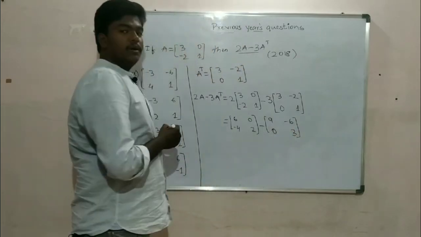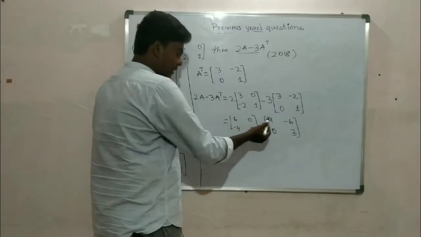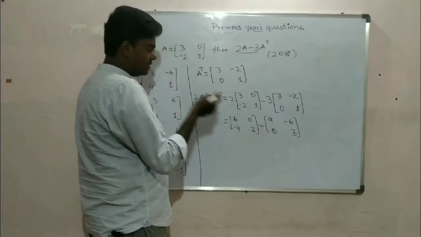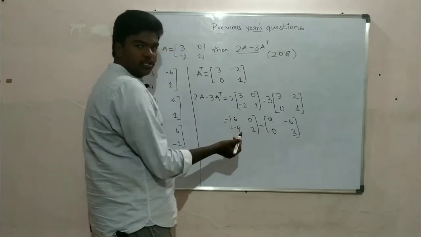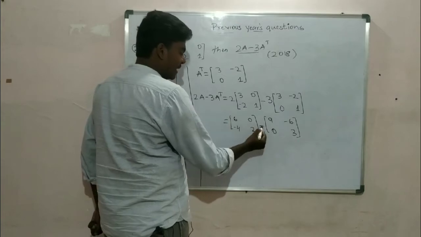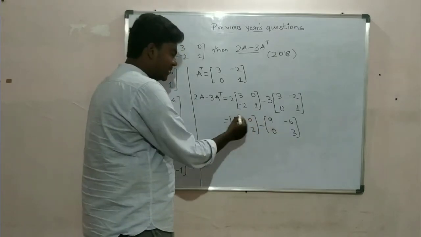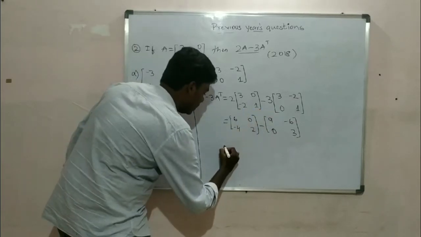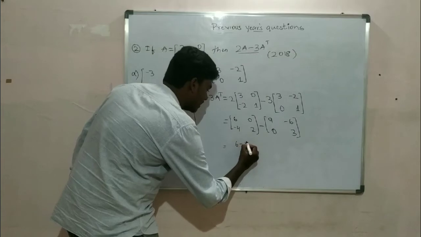Okay, so subtraction is also similar to addition, evaluating the adjacent elements. Now we have minus in between these matrices, so we have to subtract the matrices. Now 6 minus 9. So adjacent elements, we have to subtract the adjacent elements. 6 minus 9.